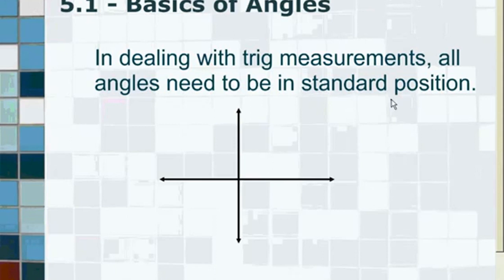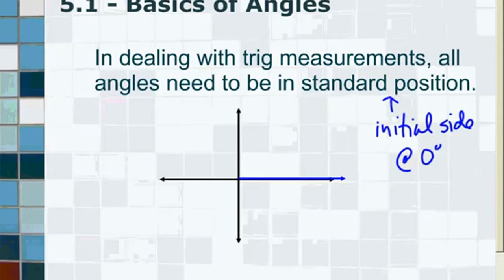Standard position is with your initial side at 0 degrees. So you would have one side there, that's your initial side. And then you'll have a terminal side. So you've got another angle out here, and it can really go wherever. Quadrant 2, quadrant 3, quadrant 4, go around and around. And it can also go this way.